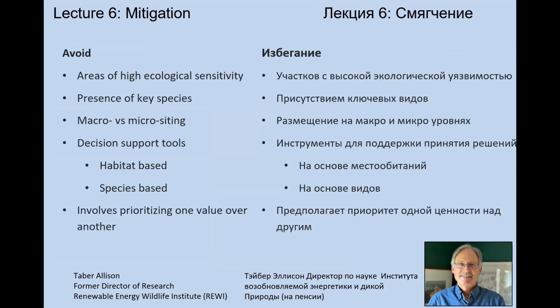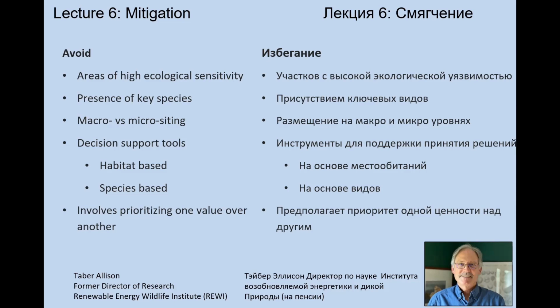And there are ways we do this. If we want to avoid conflict with wildlife, we avoid areas that have high ecological sensitivity. We avoid areas with really important species. This is usually done at a macro scale, so a very big scale. We tend to move these turbines from one place to another, 5 kilometers, 10 kilometers, to try to avoid wildlife.